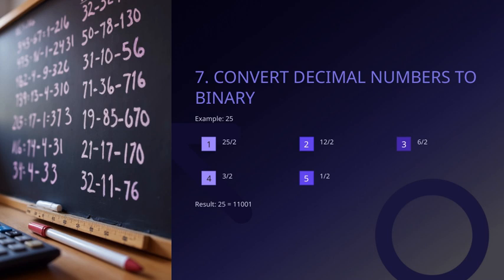Now, the important part is to read these remainders in reverse order, from the last division to the first, and that gives us the binary equivalent. So, for 25, the remainders read backwards are 1, 1, 0, 0, 1, which forms 11001. This process is fundamental because it shows how numbers are represented in the binary system, which is the backbone of digital computing. By understanding this step-by-step method, you can convert any decimal number into binary, connecting the concept directly to how computers process data at their most basic level.